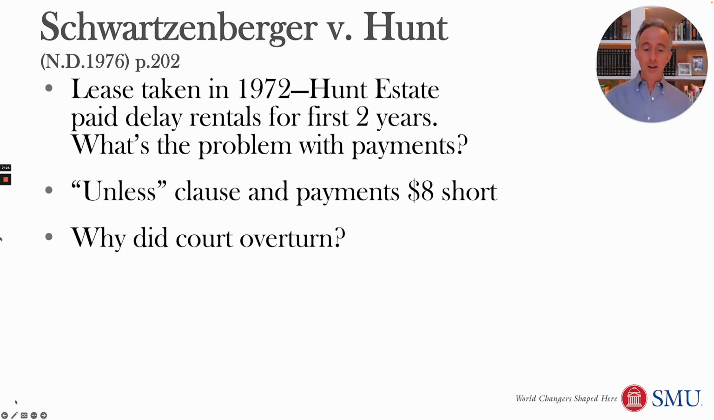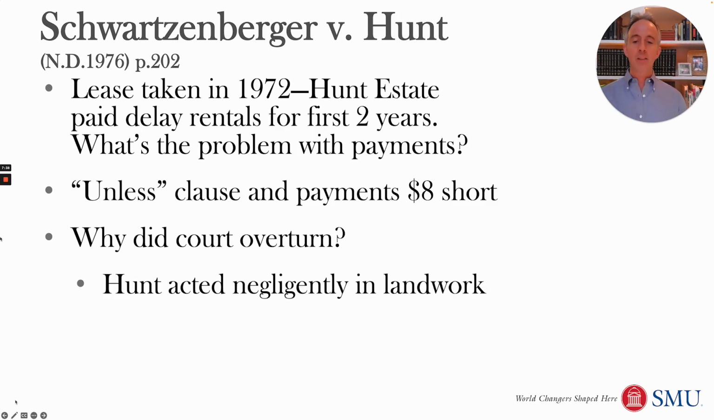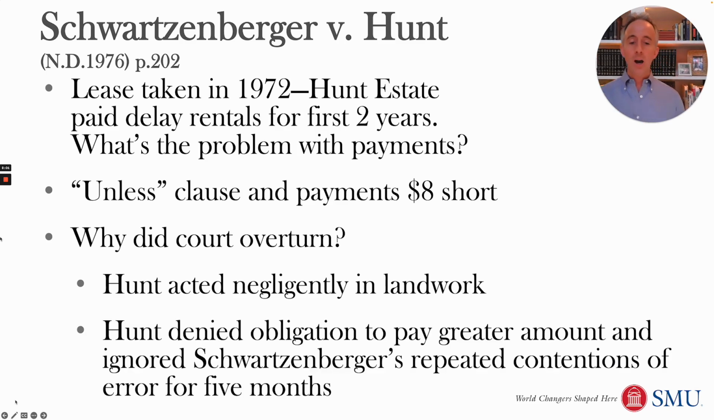Okay, the court here says that because the payments were $8 short, the lease expired. Why does the court say that? Well, there may be a couple reasons, but basically it seems that the court believes that Hunt acted negligently in the land work. So yeah, it was a mutual mistake between the landowner and Hunt about exactly how many acres there were, but the court seems to think, well, really, Hunt should have known. They should have been looking more carefully. They're the land experts. They should have realized that they were $8 short. And also, Hunt was eventually notified by Schwartzenberger that they owed $8 more. And instead of just paying the $8 right away, they ignored the Schwartzenberger.